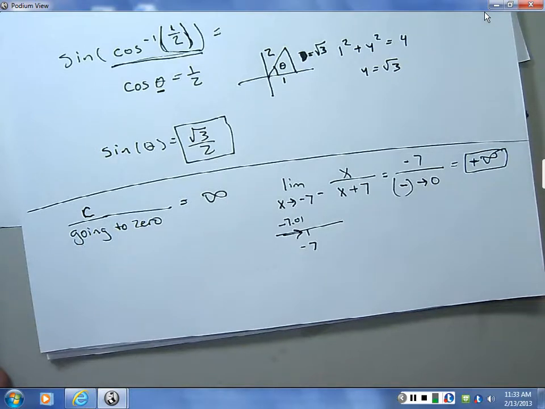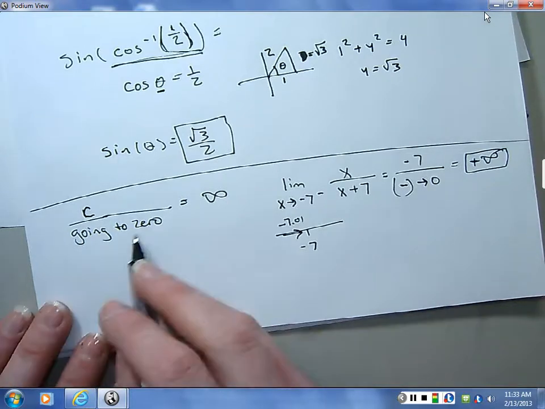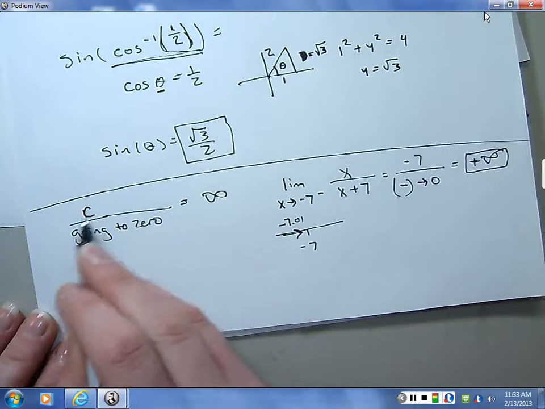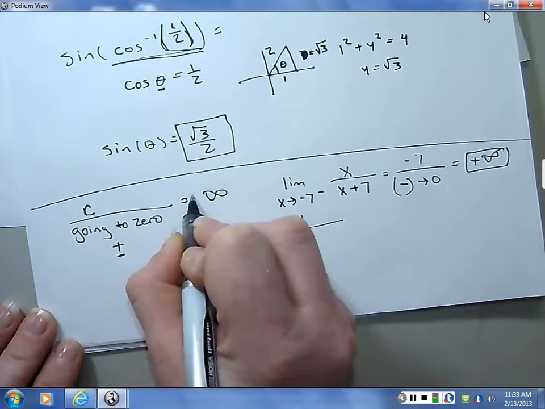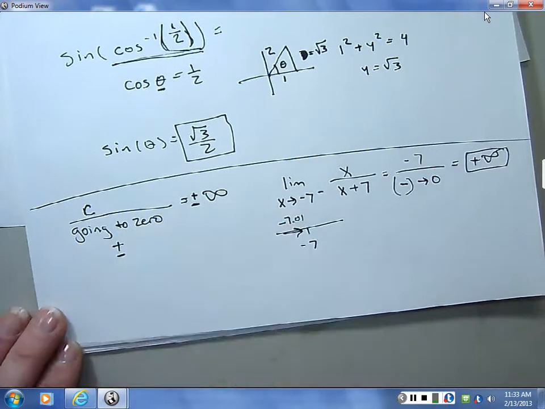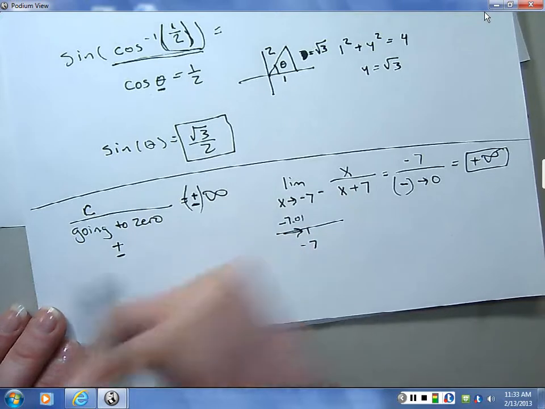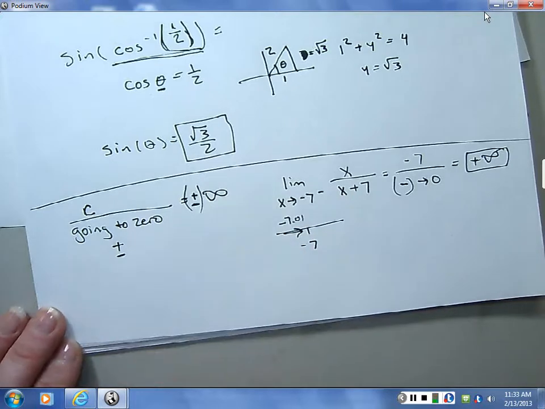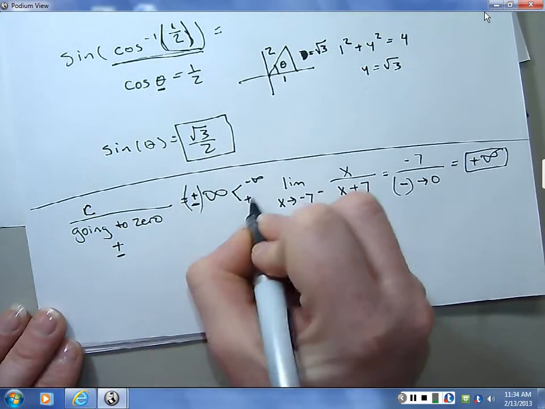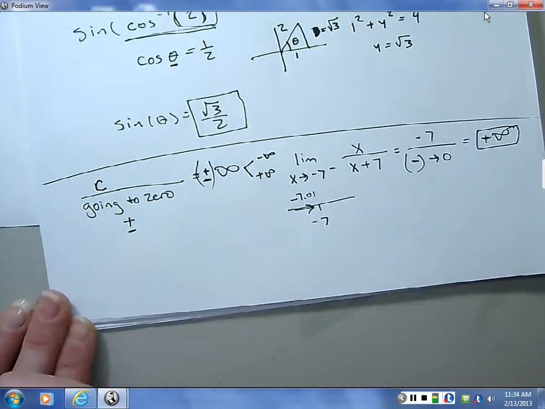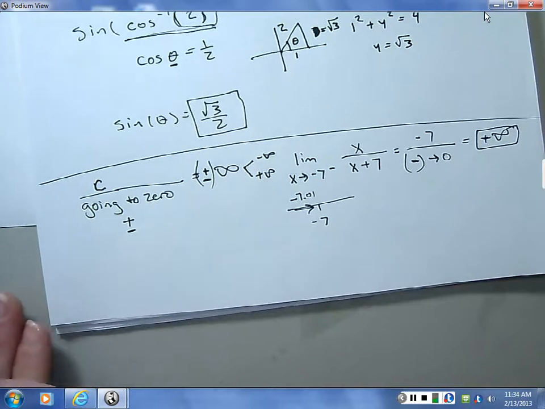So be careful with things like that. But you should know 1 over something going to 0, or a constant over something going to 0, goes to infinity. I'm going to put plus and minus down here, but you would never write plus or minus infinity. This is just what your answer is, either plus infinity or minus infinity. Those are your options for a constant over something going to 0.